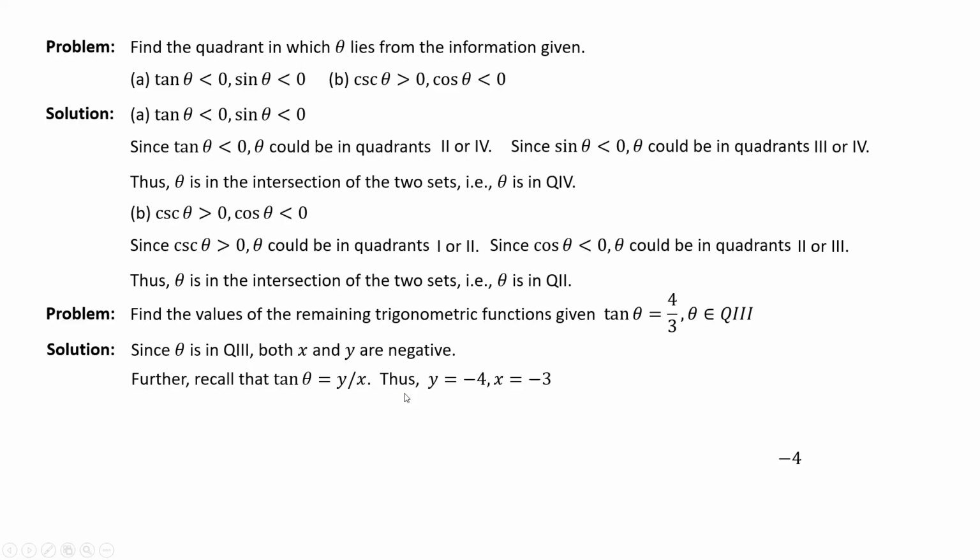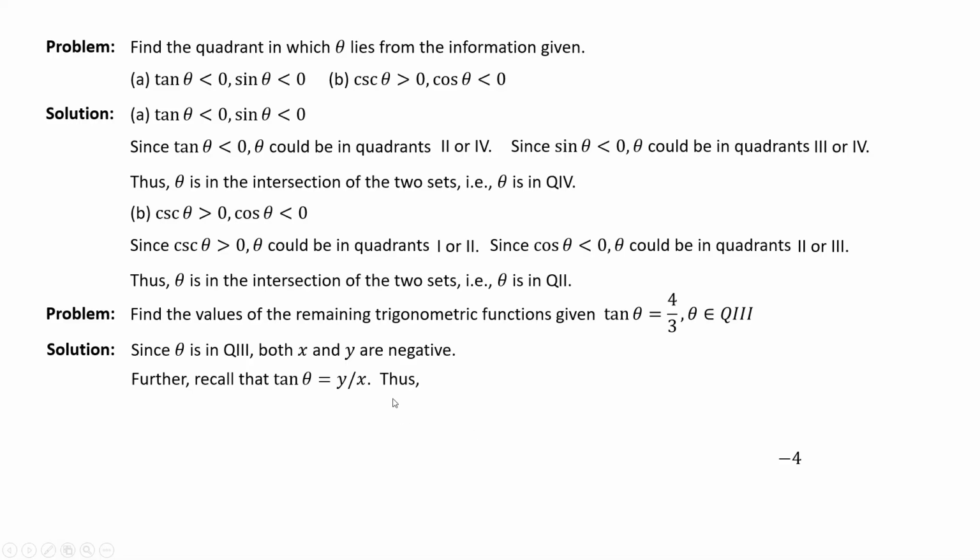Pay attention to this please. Tangent theta is 4/3, but tangent theta is y over x. So should we say, aha, that means 4/3 equals y over x, and so y is 4 and x is 3? Is that what we should say?